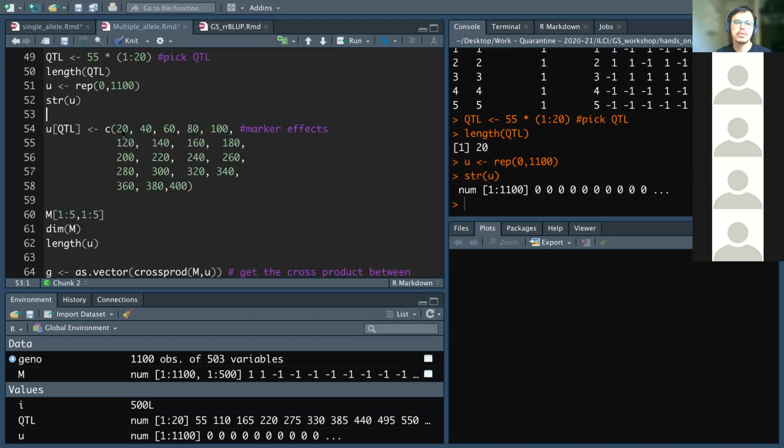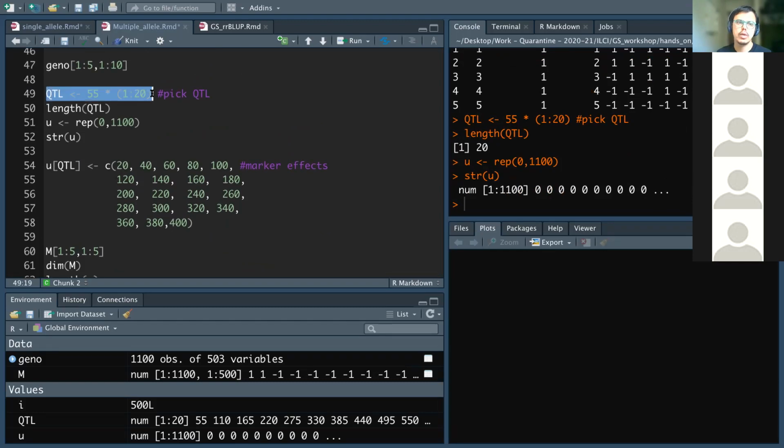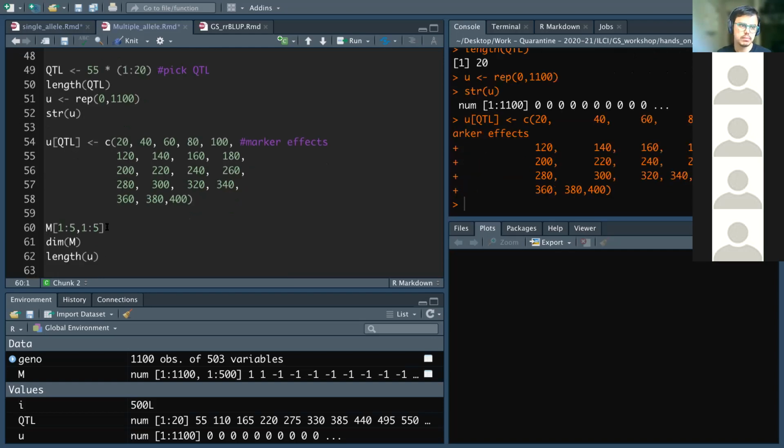As you can see here, I set an effect of every single QTL in the phenotype, starting with 20, and the major QTL, or the QTL with the highest effect in the phenotype, has an effect of 400. So those are just the effects of the QTLs. This command here was just to define the position of the QTLs, and this command here is to give each QTL an effect in the phenotype.